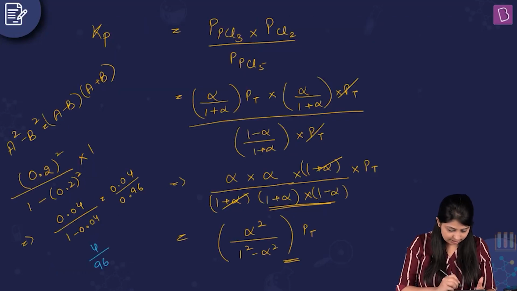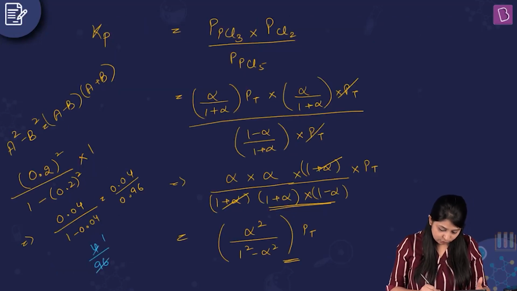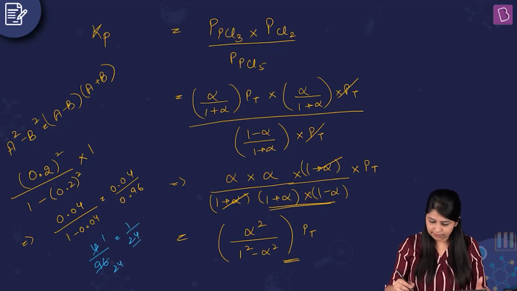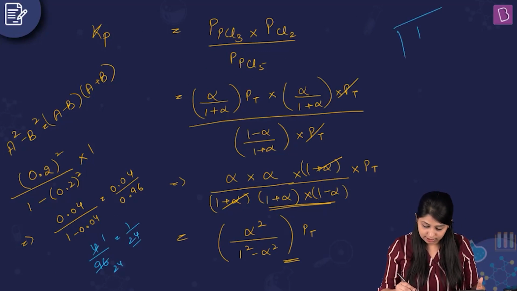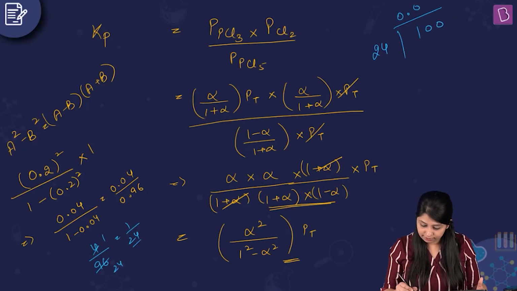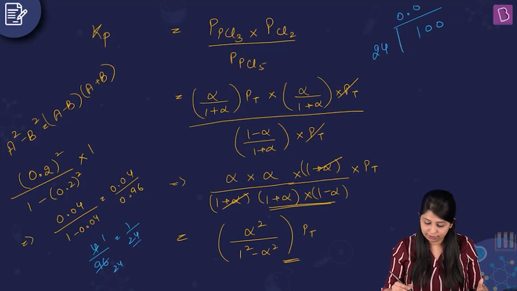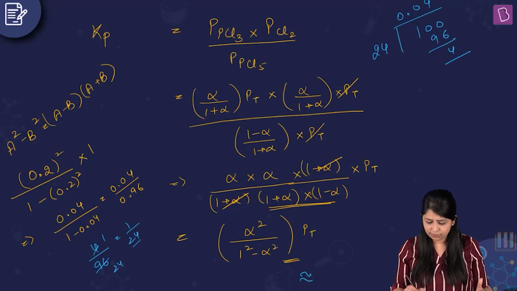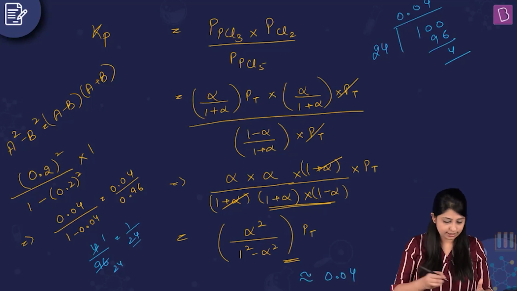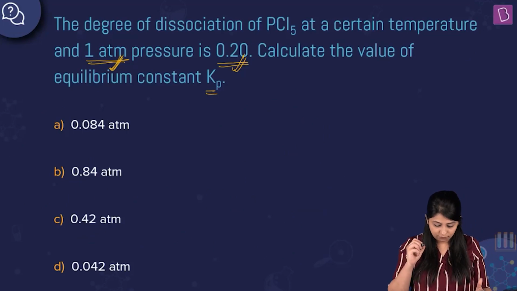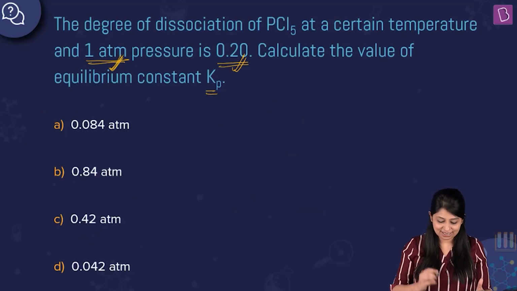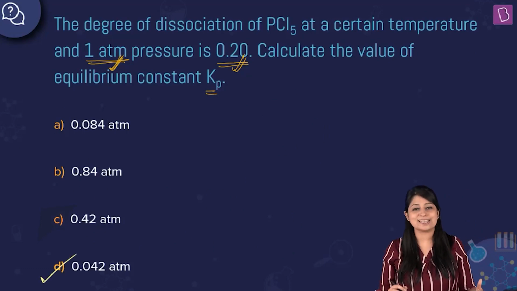Let's see what we get. That is 1 divided by 24. Let's do the calculation here. 24, 4 4s are 16, 96. So the value we get is close to 0.04. Let's see if it matches any of our options. Well, it does, and the answer to this question is option B.